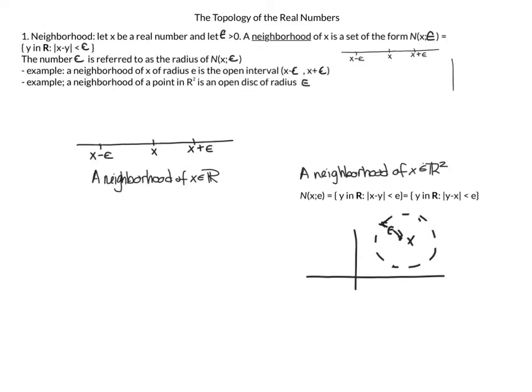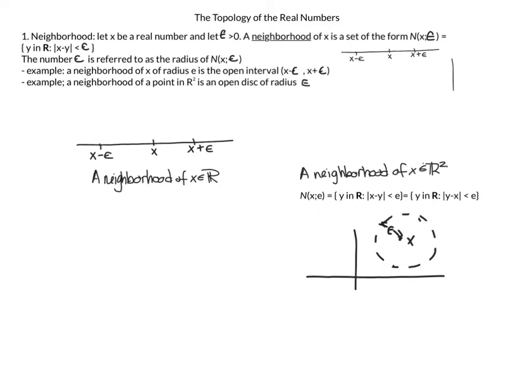We'll start with the definition of a neighborhood. Let x be a real number and epsilon greater than 0. A neighborhood of x, denoted N(x; epsilon), is all the real numbers y such that the distance between x and y is less than epsilon. So this is our x. Everything between x minus epsilon and x plus epsilon, not including the endpoints, since this is a strictly less than, would be in the neighborhood.